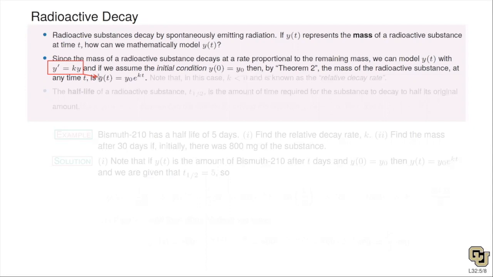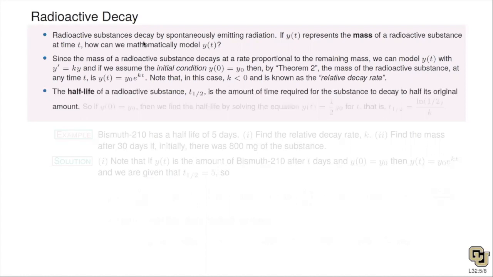So we have a formula that tells us how much radioactive substance we have at any time t. That's all the math we have to do. I'm not resolving the equation. In this, K will be negative. It'll turn out K will be negative, and this will be known as the relative decay rate. Here, the mass is decreasing, unlike the previous example where the population is increasing, so K is positive. Here, the mass is decreasing, so K is negative.